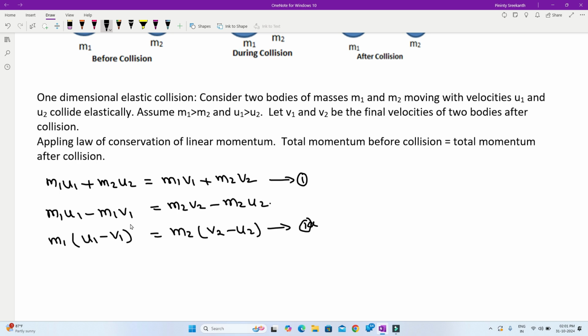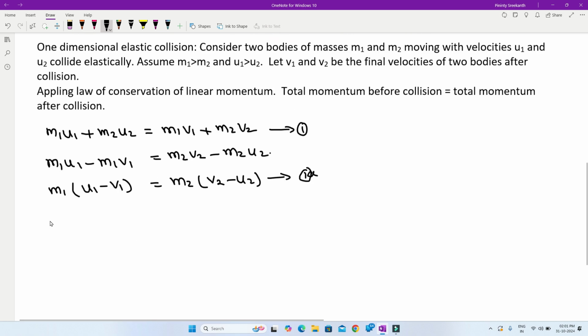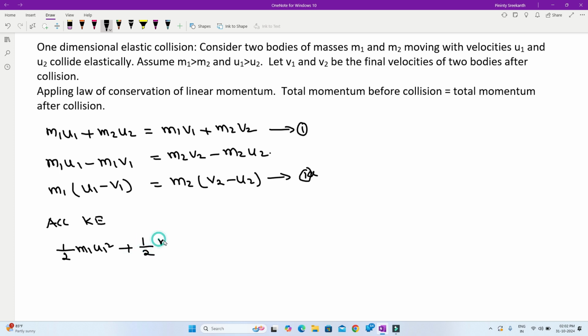Now, according to kinetic energy, we have to write the initial kinetic energy is equal to the final kinetic energy, that is half m1 u1 square plus half m2 u2 square is equal to half m1 v1 square plus half m2 v2 square.